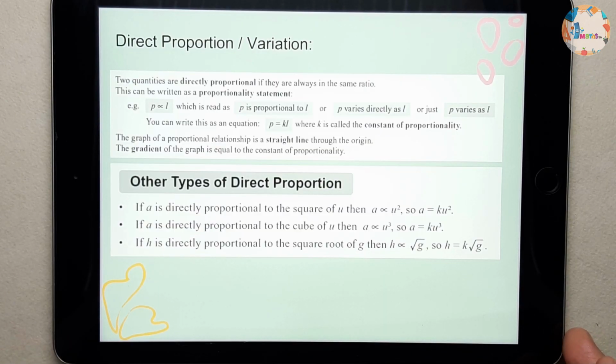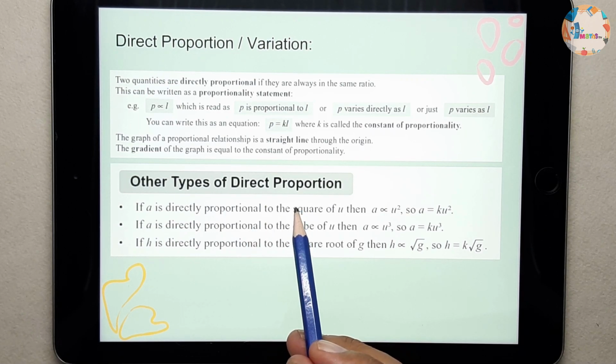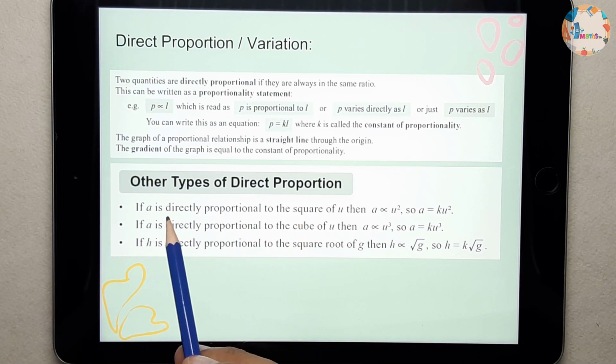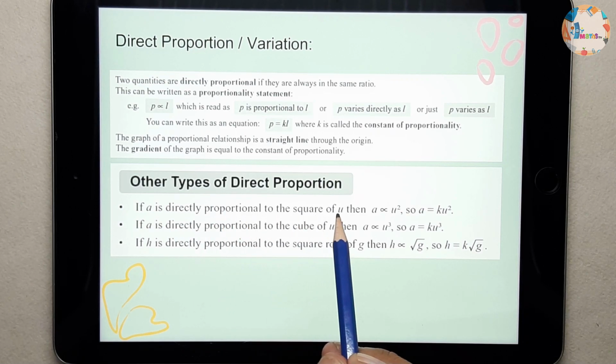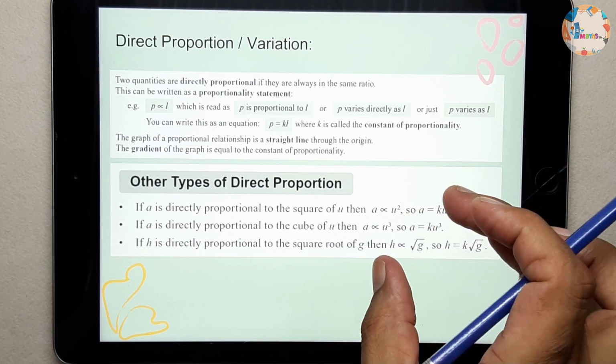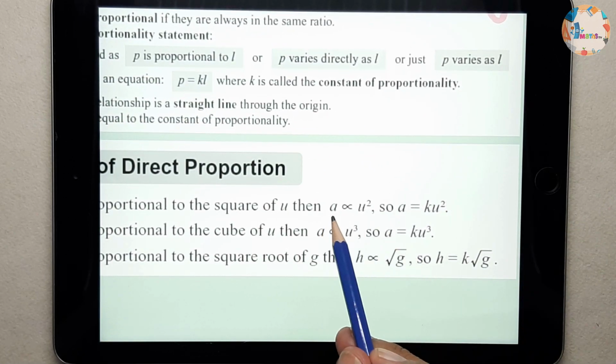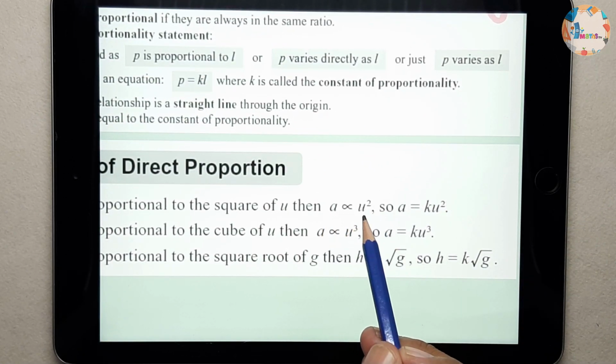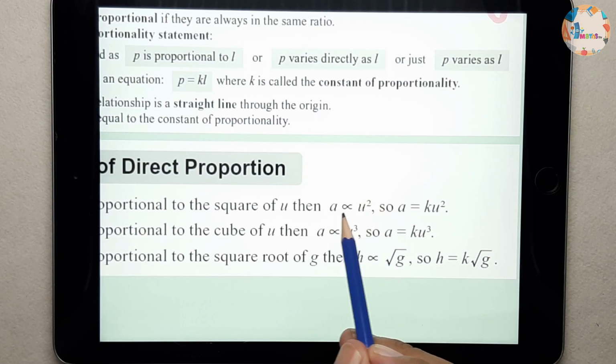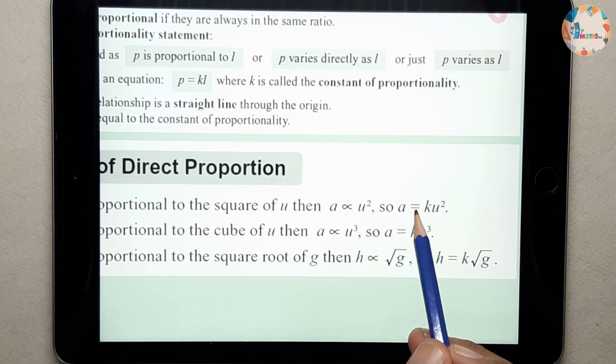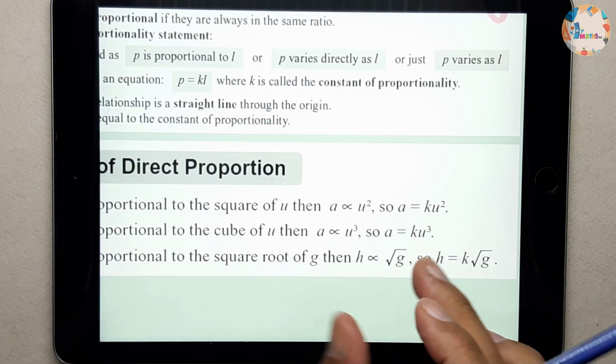Sometimes they are giving some other types of direct variations or direct proportion, which I have listed down. If A is directly proportional to the square of U, in fact we will be writing like this: A is proportional to U square, because A is directly proportional to the square of U. And when we change the sign of proportionality into equality, the equation will become A is equal to K U square, and this is the equation which we will be using in that case.